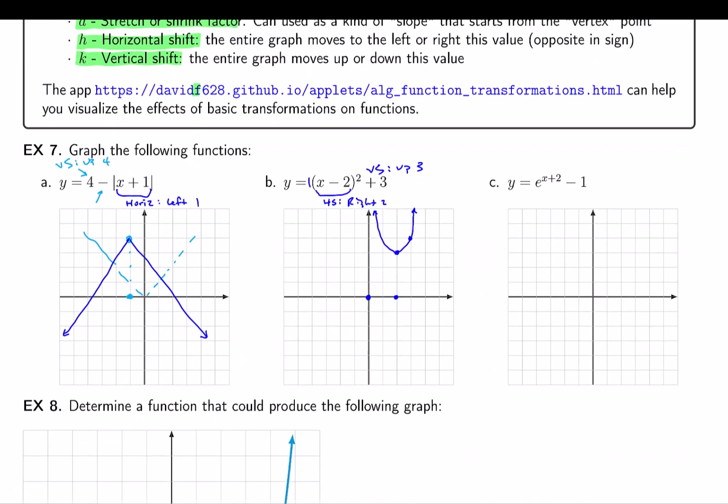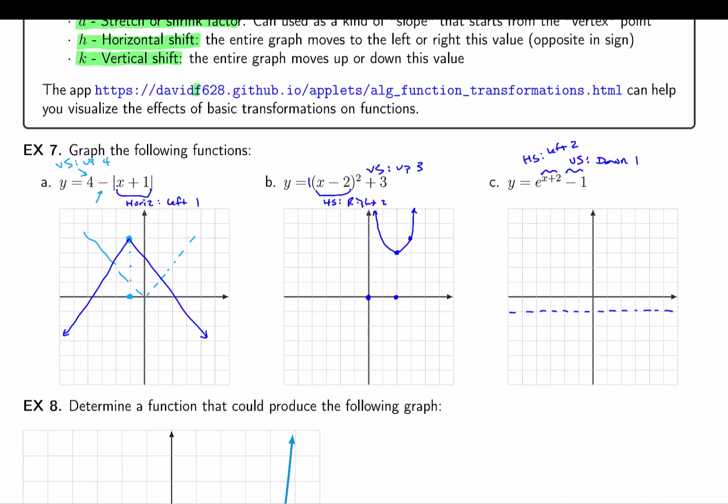So this is a vertical shift going down 1 unit. And if I have a vertical shift going down 1 unit, then I move that asymptote down 1. That's the easiest thing to start with. This is a horizontal shift, which is moving everything to the left by 2.